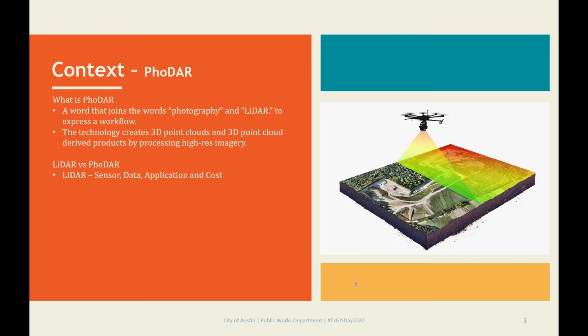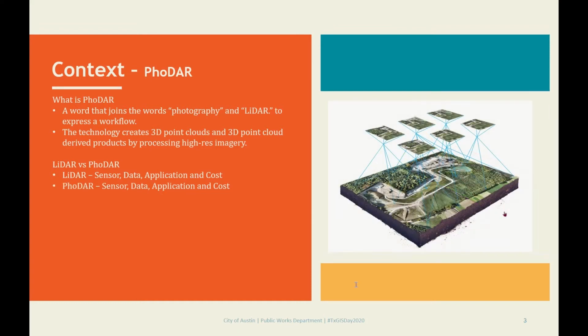The cost for LiDAR is relatively mid to high range. For example, for a LiDAR module, the camera, it's $60,000 to almost $500,000 for the module. And the drone frame typically ranges at $20,000 or so.